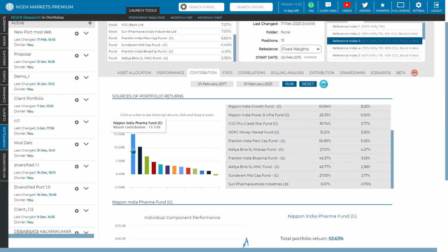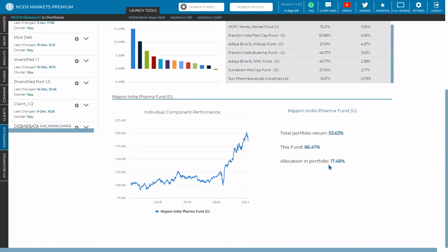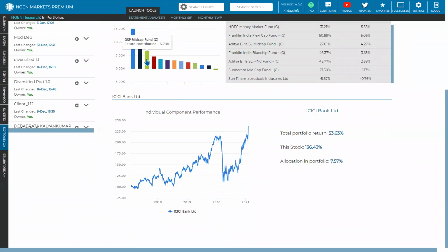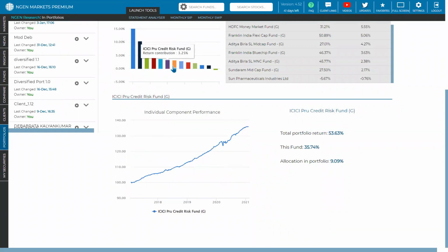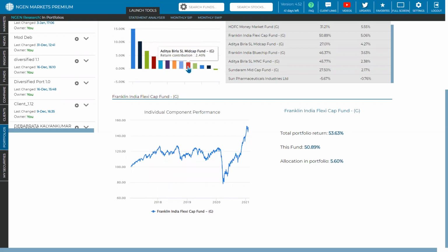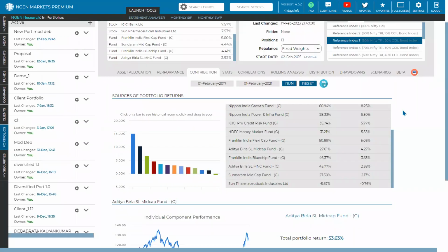When you click on this Nippon India Pharma, you can easily see the data sets changing here. You can see the allocation is 17% of the portfolio, the fund performance, and the portfolio return itself. The second one is ICICI Bank Limited. Then we have DSP Midcap, and then it goes on. Once you click on these data sets, you can easily see the allocations in the portfolio, the fund performance, and the total portfolio return. Similarly, that is how this works out for the contribution analysis.